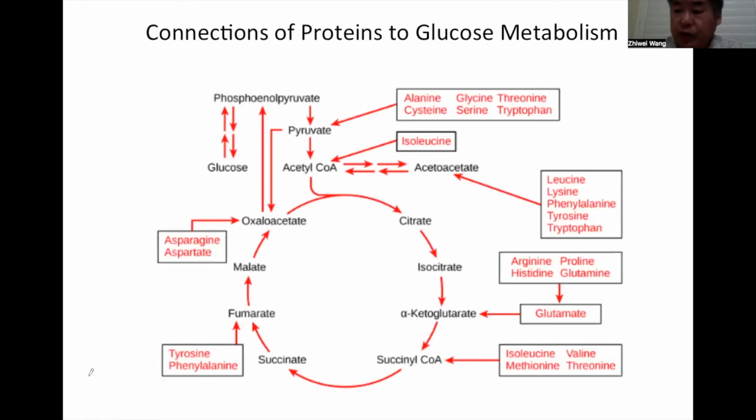And when protein is metabolized to provide energy, the protein will be hydrolyzed into different amino acids. Amino acids are the building blocks for proteins. So different amino acids will enter into the energy producing steps at various points, and eventually all the amino acids will contribute to the energy production.